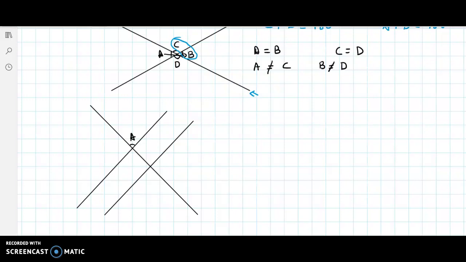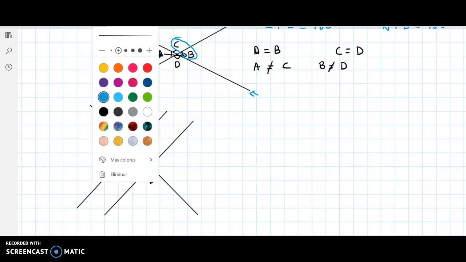Okay. The vertical angle, this one is B. Okay. So now I go down, and this angle is going to be C, and the vertical angle to C is going to be D. Okay.